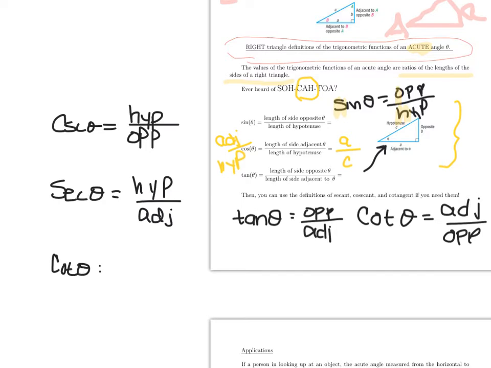cotangent of theta is the reciprocal of tangent. Tangent is opposite over adjacent. So cotangent is adjacent over opposite. Okay, let's go on to page 137 and try example 1.